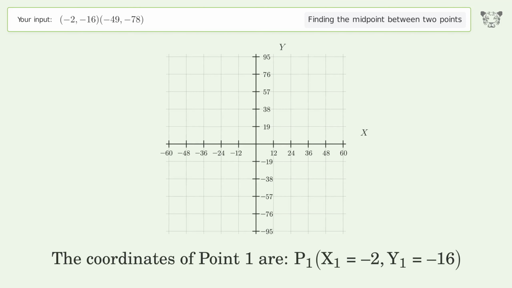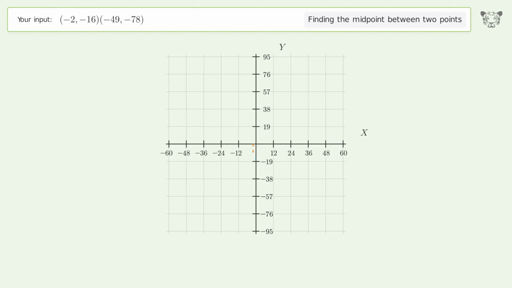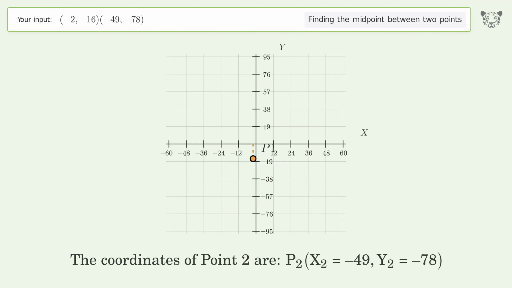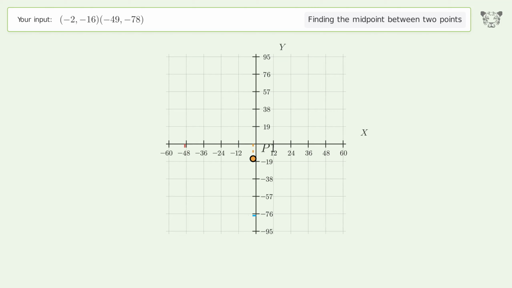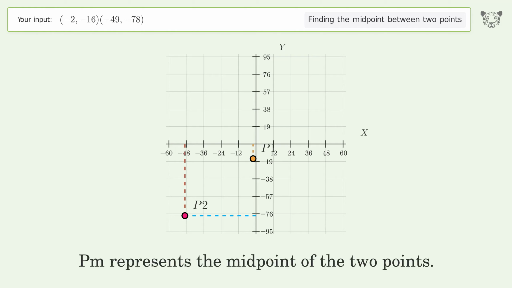The coordinates of point 1 are, x1 equals -2, y1 equals -16. The coordinates of point 2 are, x2 equals -49, y2 equals -78. PM represents the midpoint of the 2 points.